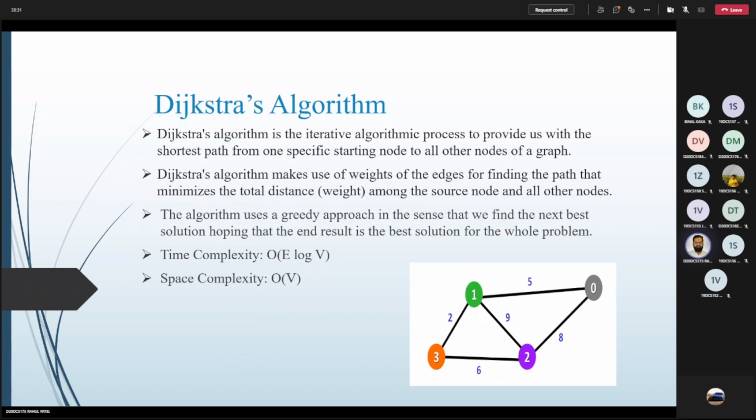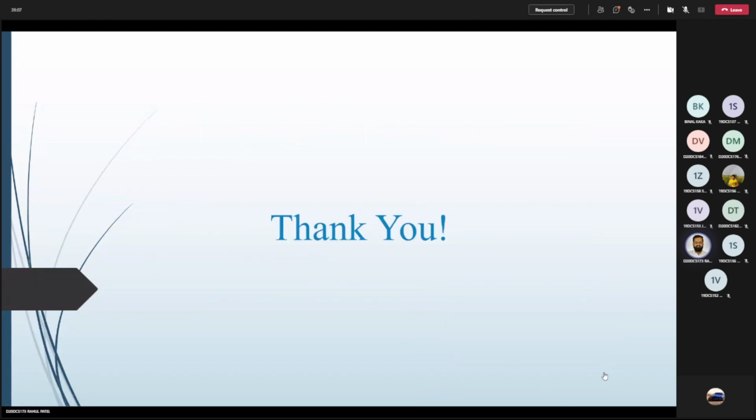Dijkstra algorithm is an iterative algorithmic process to provide us with the shortest path from one specific starting node to all other nodes of a graph. The algorithm makes use of the weights of the edges for finding paths that minimize the total distance between the source node and all other nodes. The algorithm uses a greedy approach, in the sense that we find the next solution hoping that the end result is the best solution for the whole problem. The time complexity of this algorithm is O(E log V), and the space complexity is O(V). Thank you, ma'am.